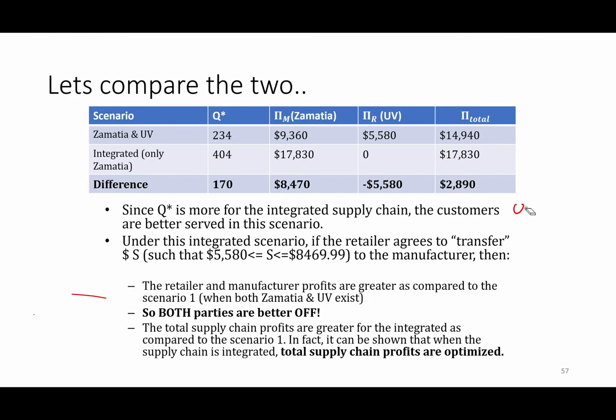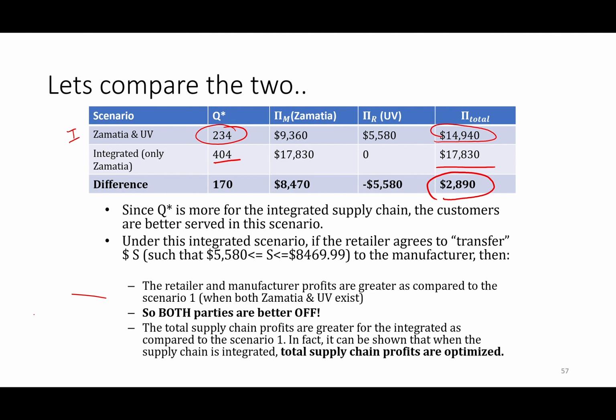And then next up we compared these two. In the first scenario, when they were both separate, the Q star was 234, and they were making a profit of 14,940. When they're integrated, the Q star is 404 and they're making an overall profit of $17,830. So it turns out that overall there is an increase in the total supply chain profit by almost $3,000.